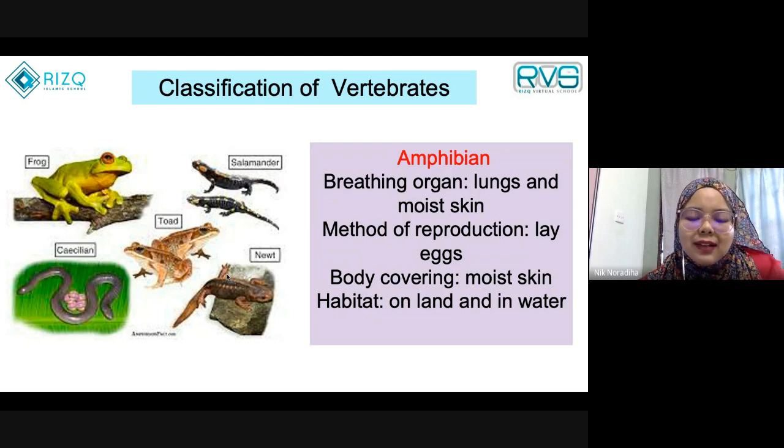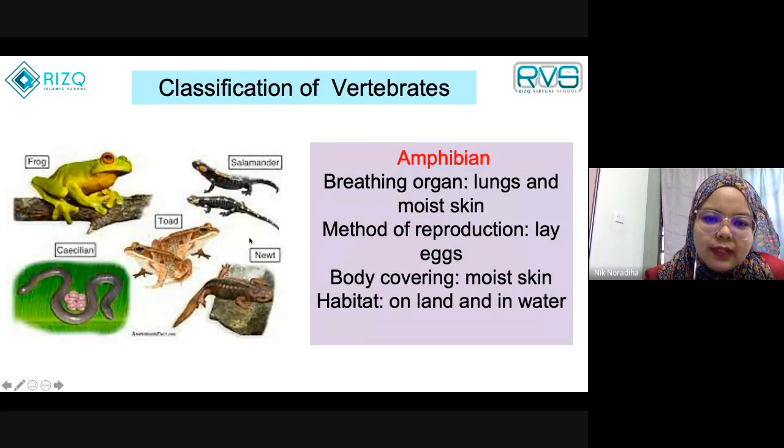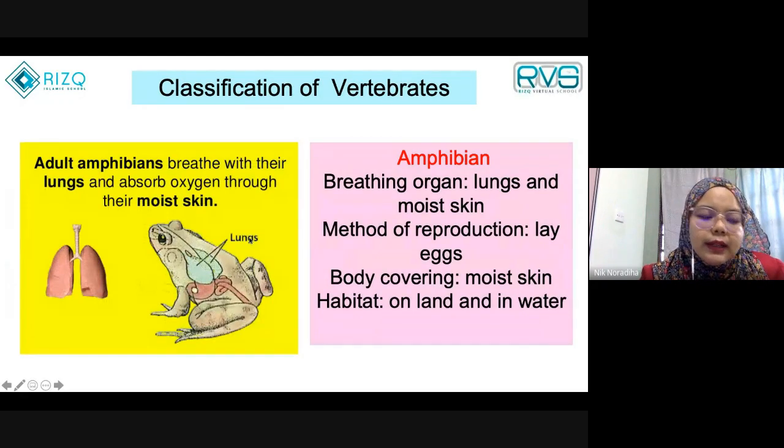The first one is the lung, same like us, so that when they live on land, they can use their lung. But when they dive in the water, when they want to live in water, they can breathe using their moist skin. So this is an example of how amphibians breathe. For an adult amphibian, for example the frog here, they breathe using their lung when they are on land, and also they can absorb oxygen through their moist skin.